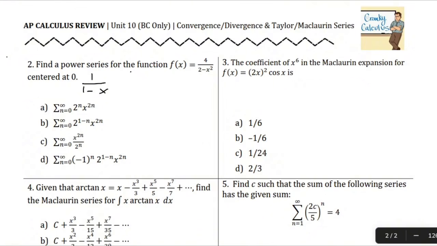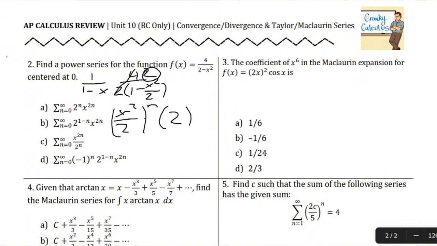So we can manipulate this by saying it's actually 4 over 2 times 1 minus, and then we turn the x squared into x squared over 2. And then by doing this, we can actually simplify here and cancel this out, make this a 2, and then the x squared over 2, remember, is our r value. So then it becomes x squared over 2 whole to the n. And then we need to multiply everything by 2 again because of this 2 at the top.